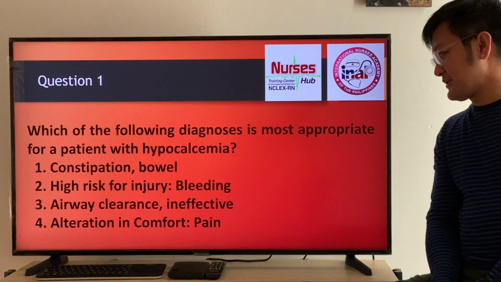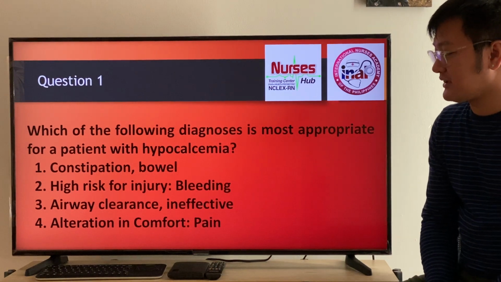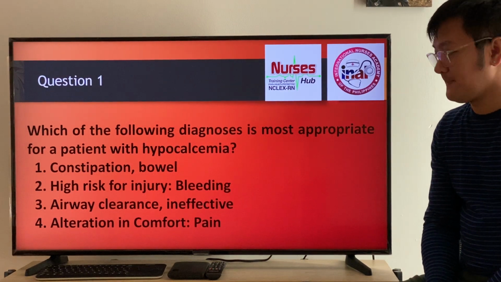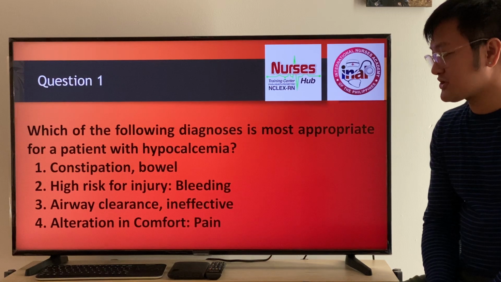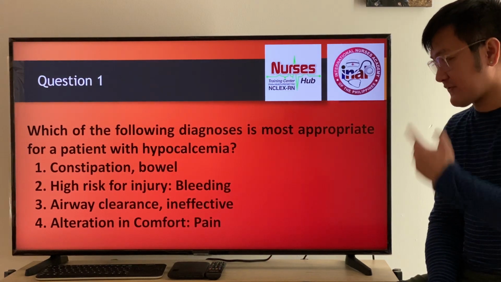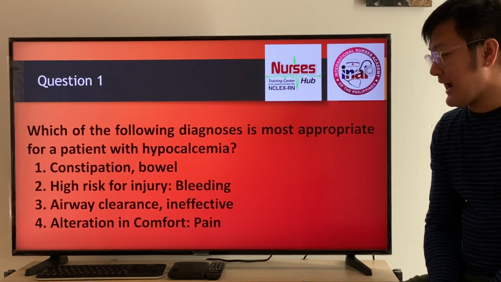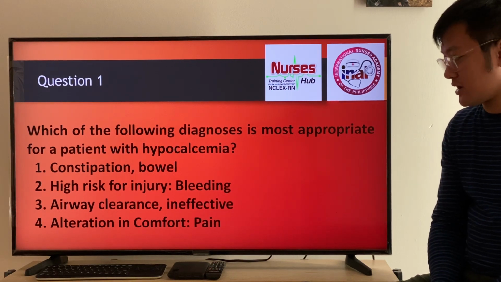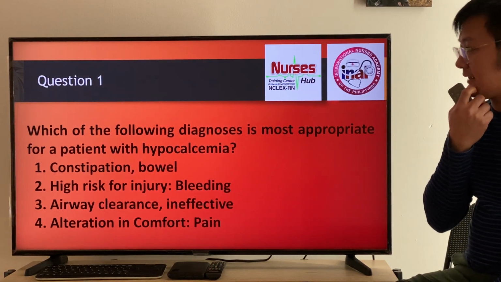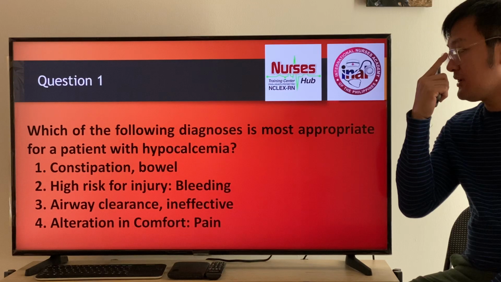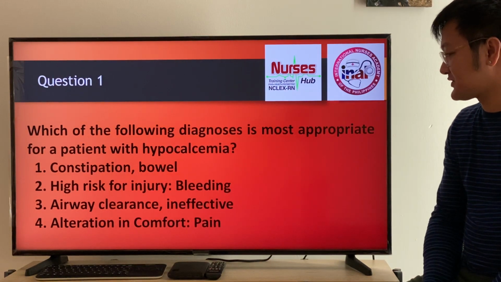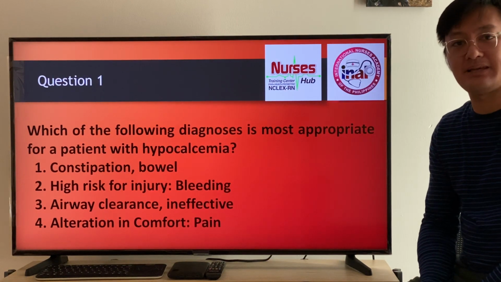Which of the following diagnosis is most appropriate for a client with hypocalcemia? 1. Constipation, bowel. 2. High risk for injury, bleeding. 3. Airway clearance ineffective. 4. Alteration in comfort, pain. Okay, go back to the question. Which of the following diagnosis is most appropriate for a patient with hypocalcemia?